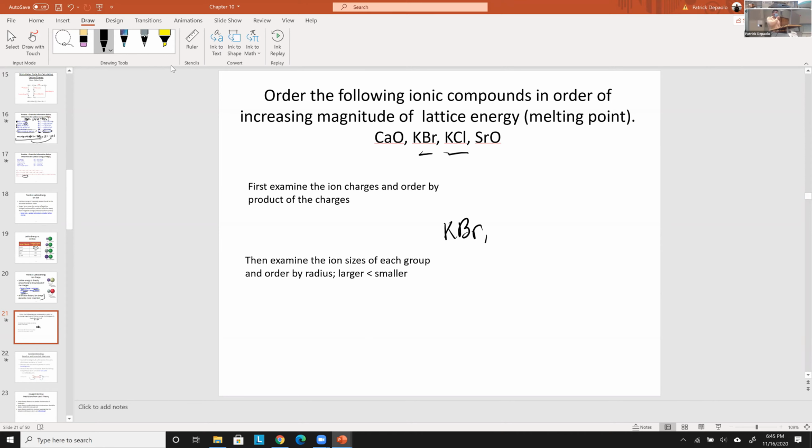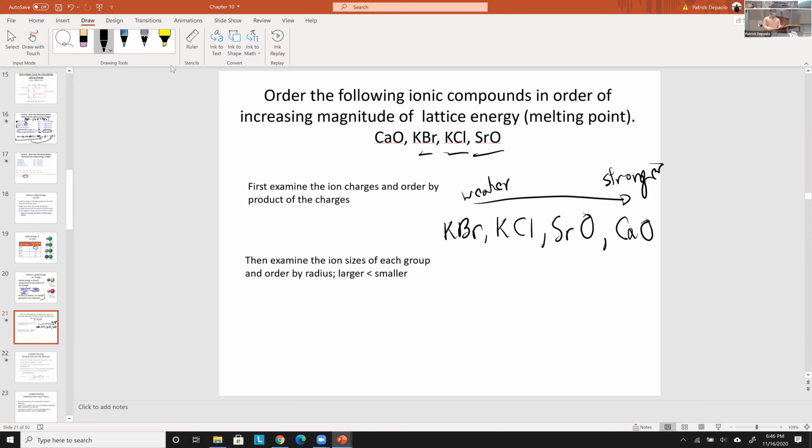And then what follows that? Good. KCl, since it's a little bit smaller, so it'll have a little bit more lattice energy. And then what comes next? Good. Strontium oxide, because strontium is a lot bigger than calcium. So it will be a bit weaker than calcium oxide. And then finally, calcium oxide, which will be the strongest. Good. So that's going from weaker to stronger. Okay, cool. Any questions on that? No? All right. Moving on.